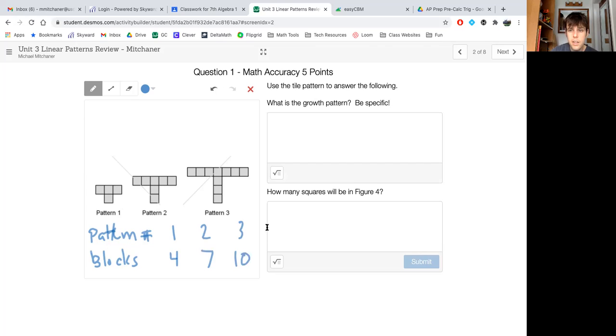This gives us a nice way to look at this, so we can see how the numbers are changing. It looks like we're increasing by 3 blocks as we increase the pattern number, right? We go from 4 to 7. That's increasing by 3. And then the same thing here. We're increasing by 3 again. So our growth pattern in this case, growth pattern is another way that we said rate of change in the beginning of this unit, so our growth pattern here is plus 3 blocks per pattern.